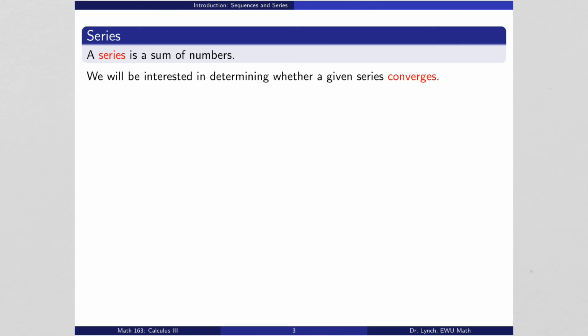Okay, so sequences and series. A series is a sum of numbers. A sequence is a list of numbers. In both cases, we'll be interested in determining whether they converge.